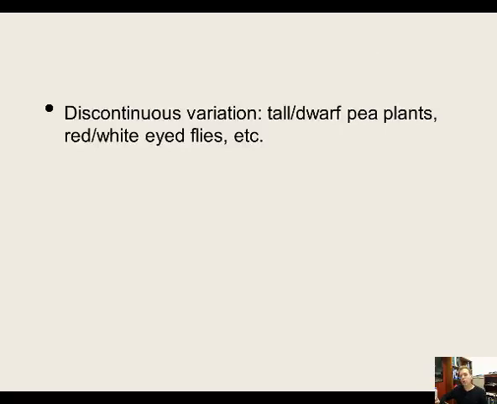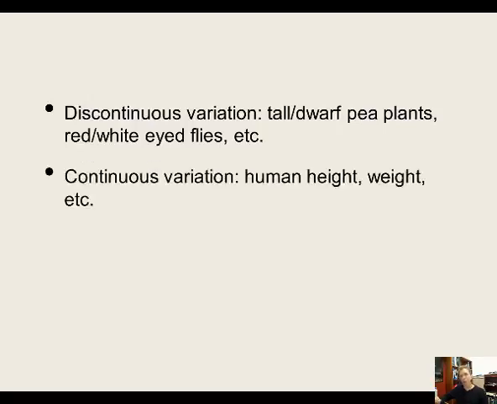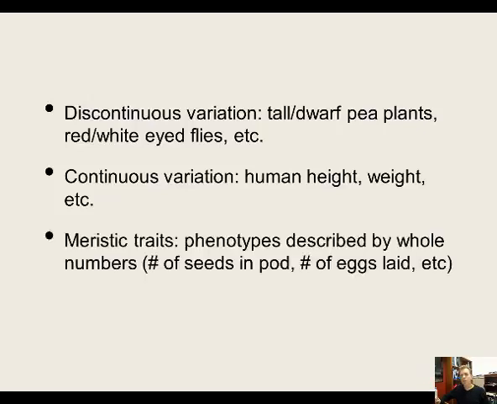With Mendelian traits, we've talked about discontinuous variation, for example, tall and dwarf pea plants, red eye flies, etc. But we're going to begin talking about continuous variation, the kind that fits a normal distribution. For example, human height, human weight, again, risk for developing disease, things of that nature. There's also another kind of variation called meristic. Meristic traits are those that have a distribution, yet the phenotypes are defined by whole numbers. For example, the number of seeds in a pod, the number of eggs laid. You can't have a fraction of an egg laid by a chicken, for example. But you can be a fraction of a foot tall.